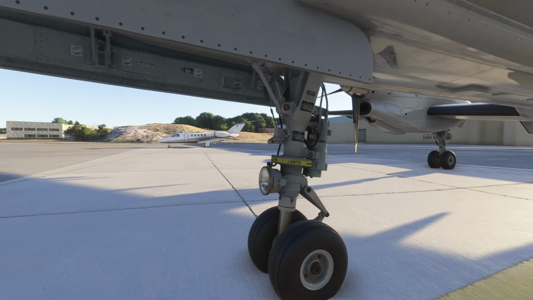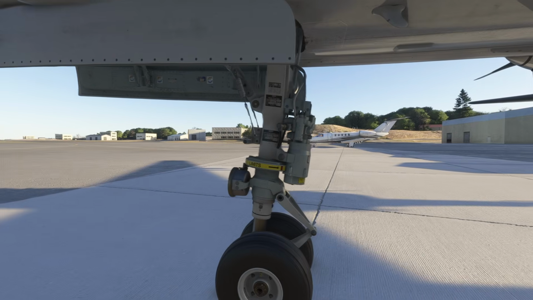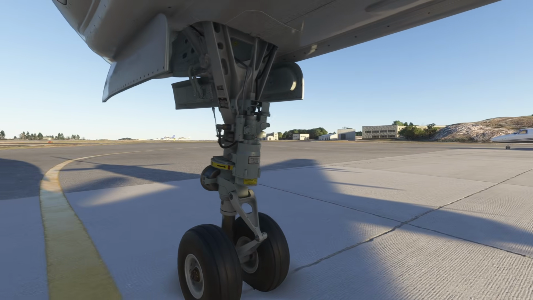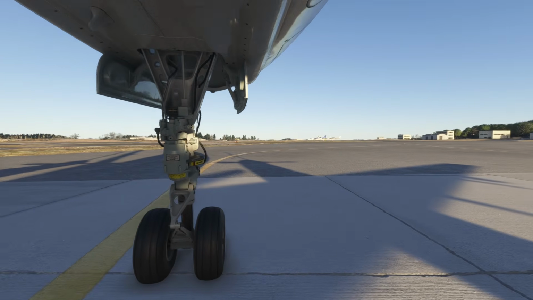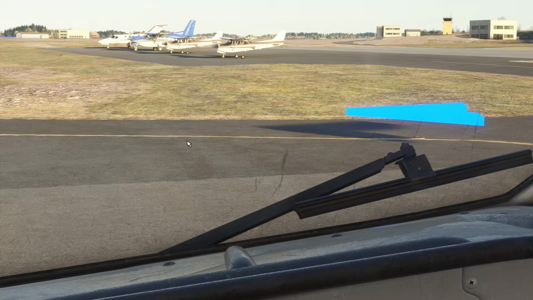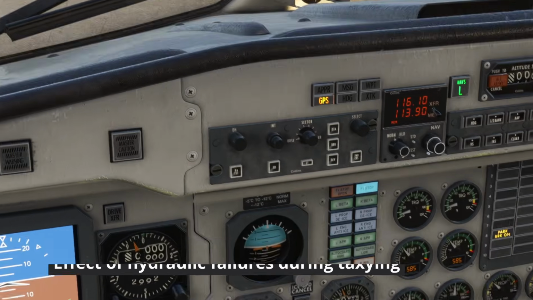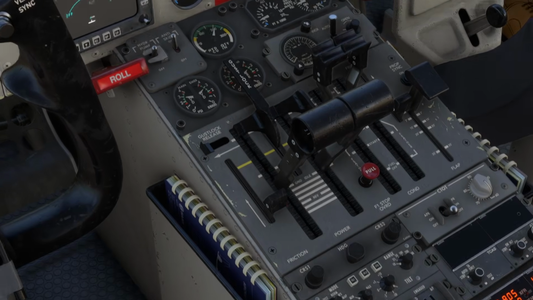Fourth, nose wheel steering. This is why you can't steer with your rudder pedals during a slow taxi unless the hydraulic pump is pressurized. Let's see this in practice. Let's taxi and then switch off the hydraulic pump and see what happens. So we're in the Saab 340 and we're ready for taxiing, but of course I want to first understand where the hydraulic pump can be switched off.